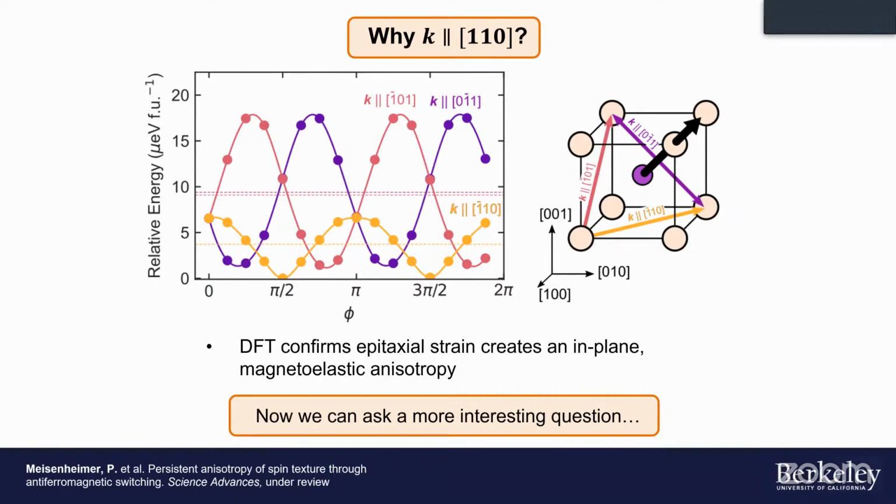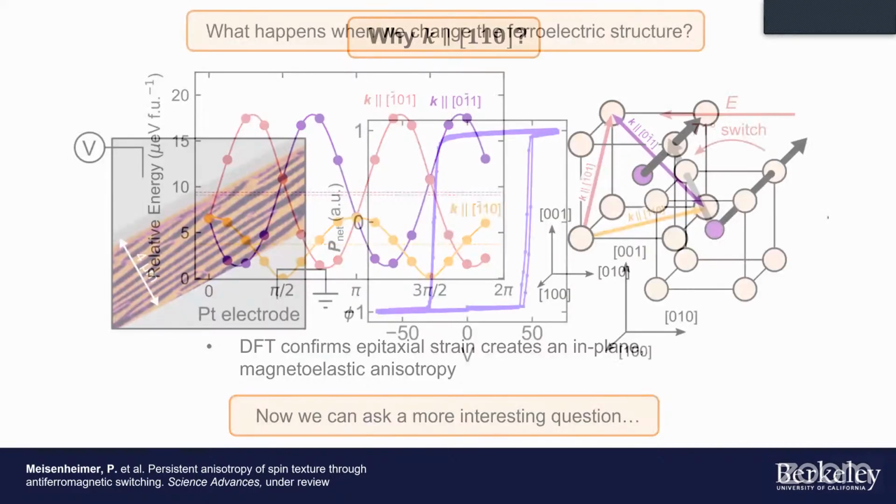But this allows us to potentially ask the more interesting question, because the magnetization is not just coupled to the polarization in the ground state. In fact, ferroelectrics are interesting because you can switch them with an electric field. So what happens to the magnetization as we switch it with an electric field?